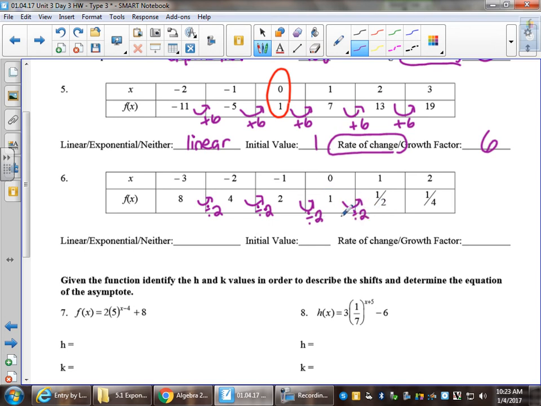And that division works. Half of 1 is half, or 1 divided by 2 is a half. Half divided by 2 is a quarter. And this has a kind of a cool connection to money, because if you think like 50 cents, half of 50 cents is a quarter. This is moving by division, which makes it exponential.